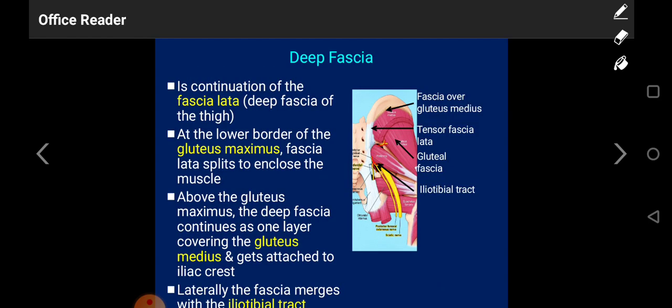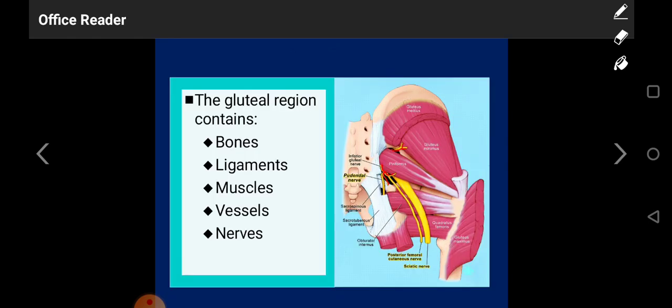Now the deep fascia, it is the continuation of the fascia lata, that is the deep fascia of the thigh. At the lower border of the gluteus maximus, the deep fascia splits to enclose the muscles. Above the gluteus maximus, the deep fascia continues as one layer covering the gluteus medius and gets attached to the iliac crest. Laterally, the fascia merges with the iliotibial tract.